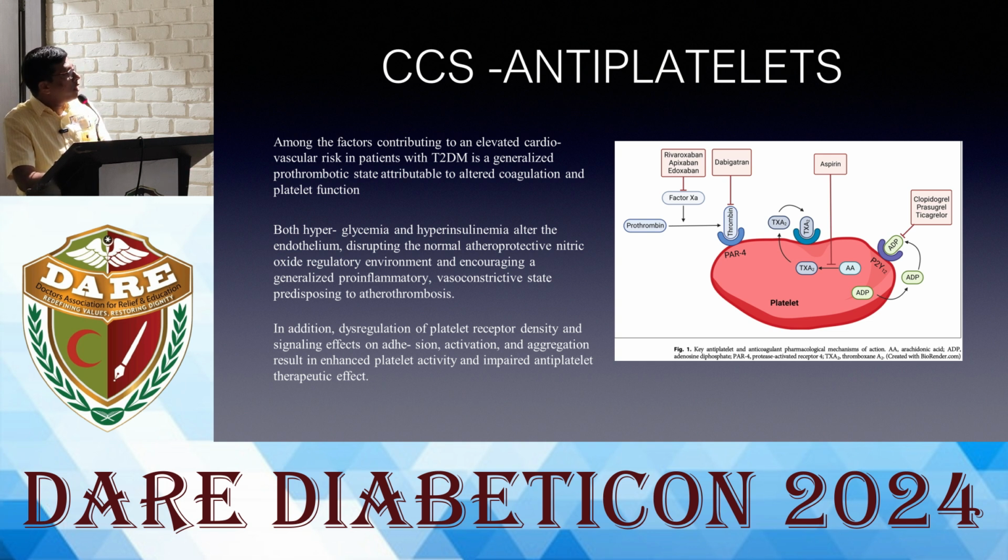Among the factors contributing to elevated cardiovascular risk in diabetic patients is a generalized prothrombotic state due to altered coagulation and platelet function. Both hyperglycemia and hyperinsulinemia alter the endothelium, and the platelets are also dysregulated. So both of these things are a dangerous combination. We have multiple medicines which can act on these things.